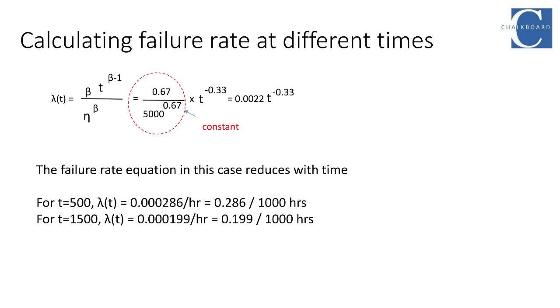In this problem, it is clear that since beta is less than 1, the failure rate expression has a negative power of t. Therefore, the failure rate will reduce over time, and we can see that when we compare the rates for 500 and 1,500 hours.